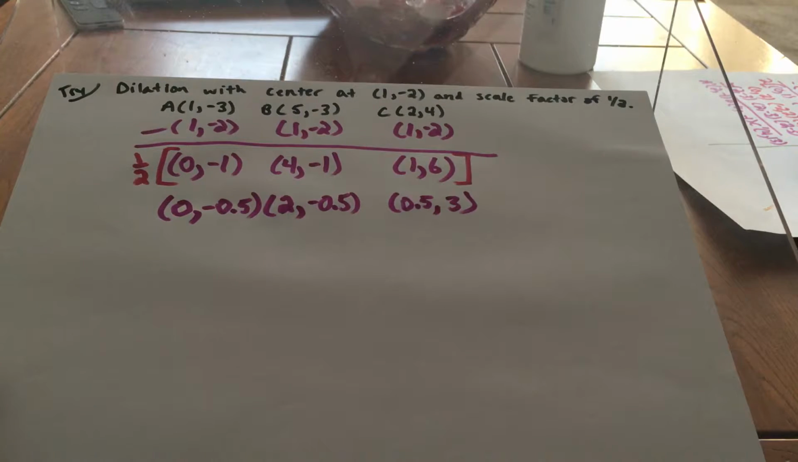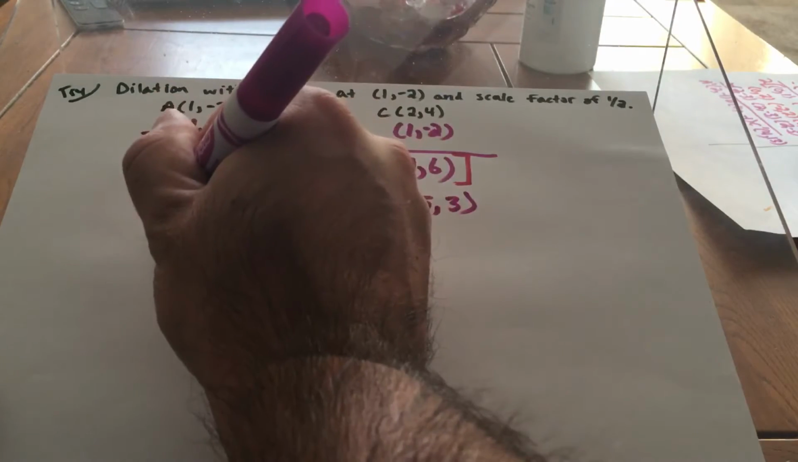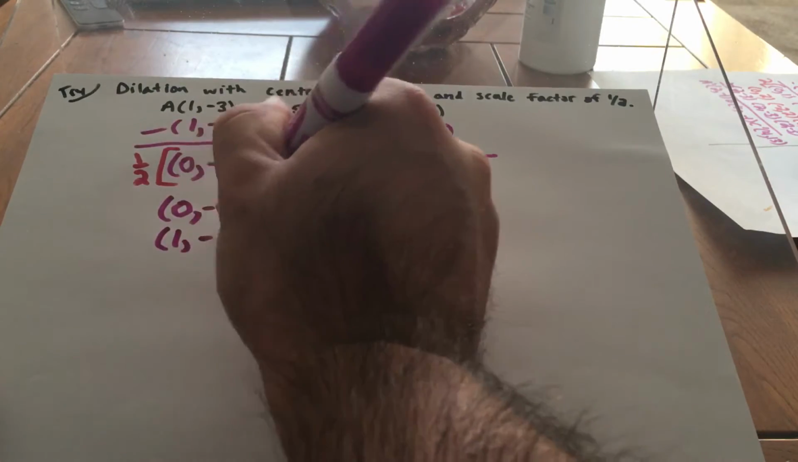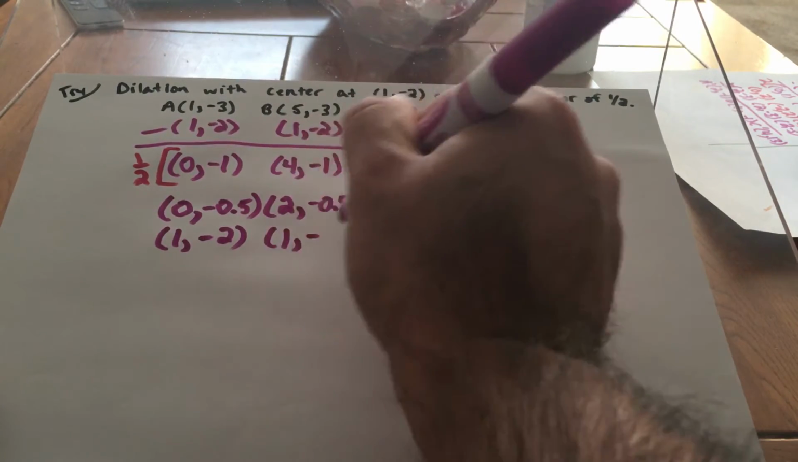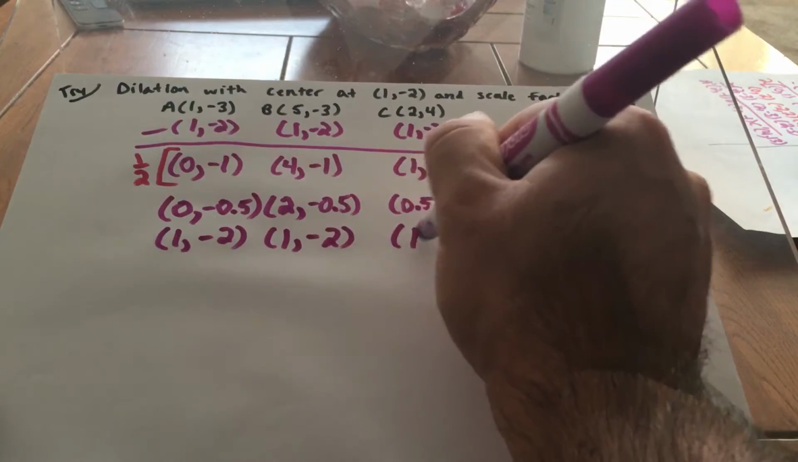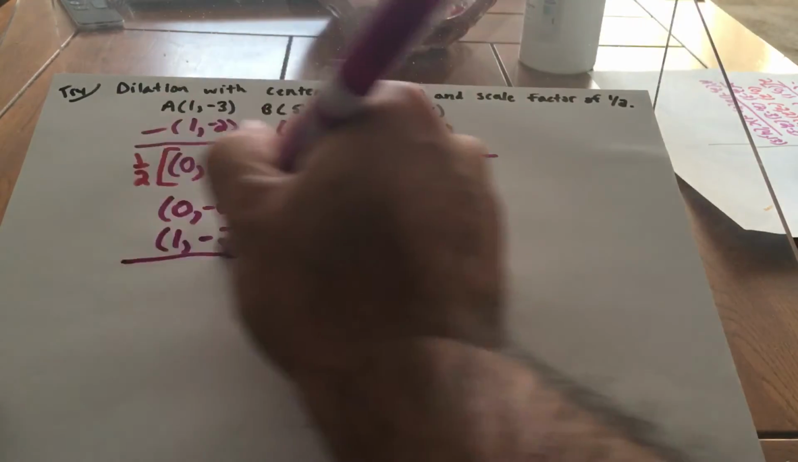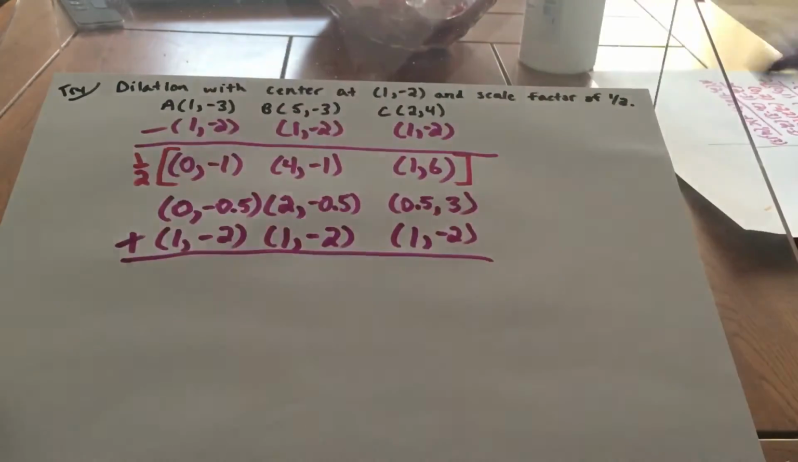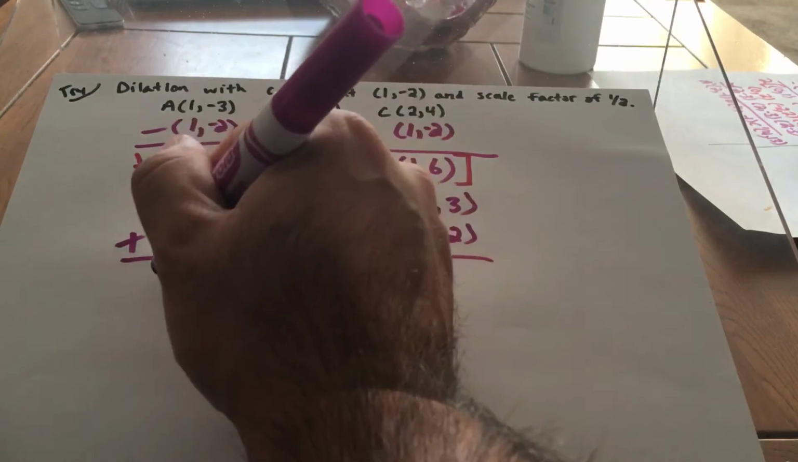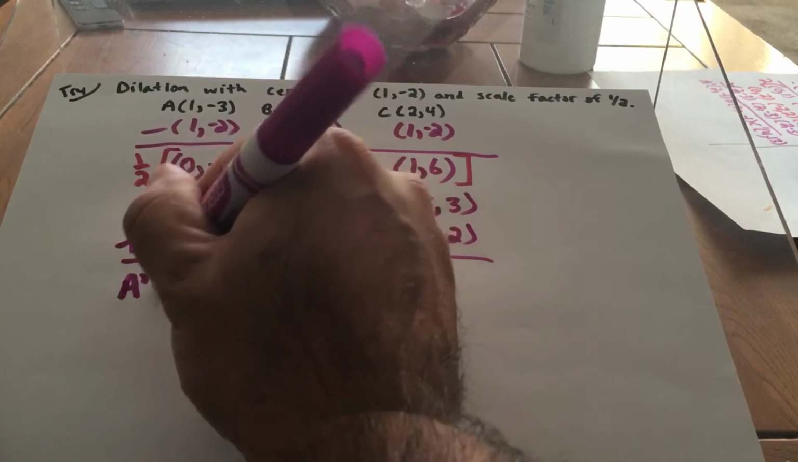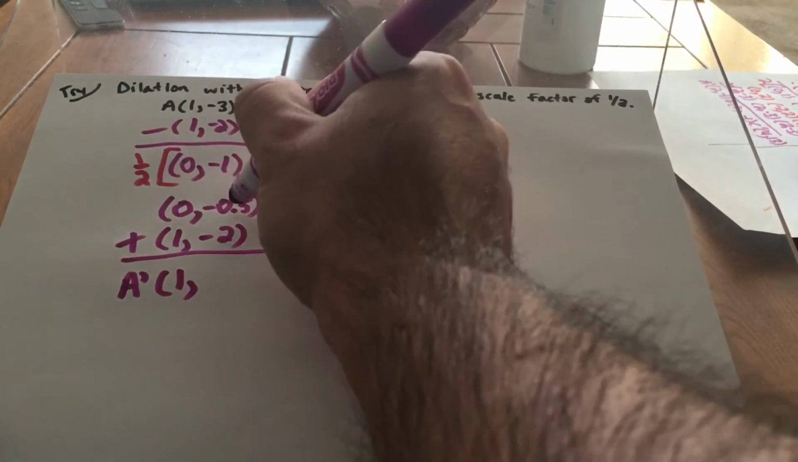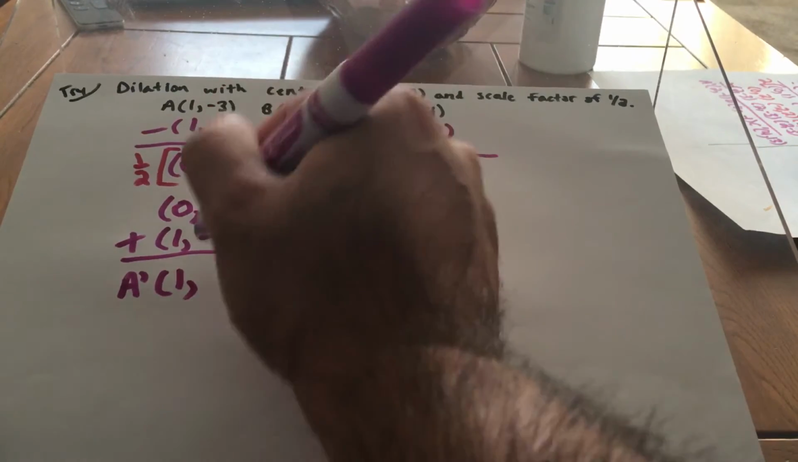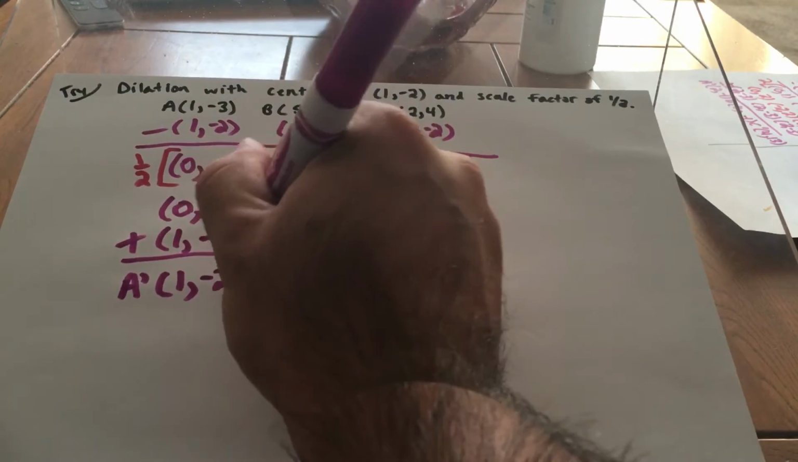All right. Now, once we do our dilation, we have to come back and add on this point that we subtracted off. So we're going to add the point 1, -2 to each of these points and see what we come up with. Here it's a big plus. 0 plus 1, and this is going to give us our A prime, is 1. -0.5 minus 2 more is going to be -2.5.